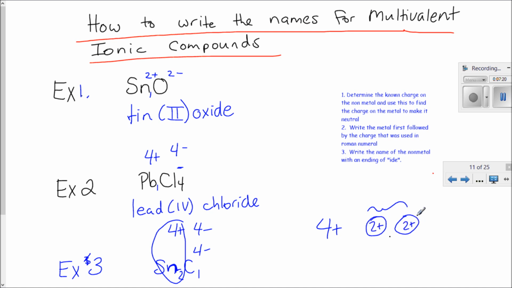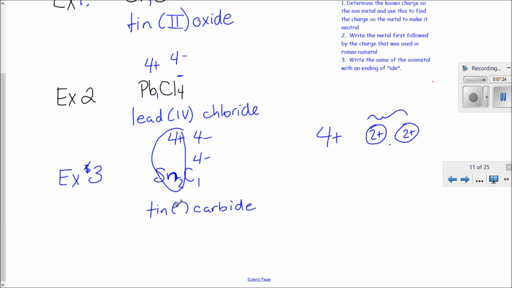So this guy here is going to be tin(II) carbide. And the reason is that you're writing the charge on the individual ion, okay? Not the total negative, or not the total positive charge, but the charge on the individual ion, okay? So it's the charge on the individual ion.